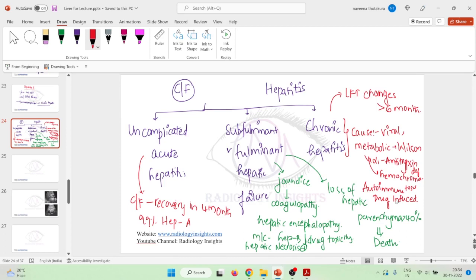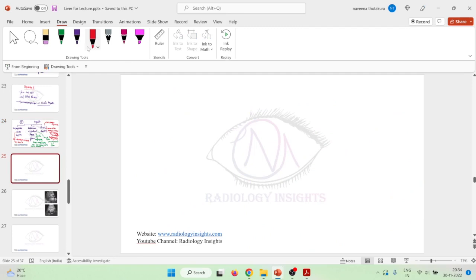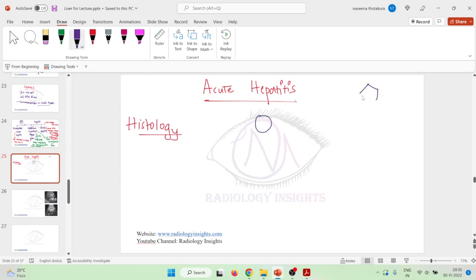Now, these are the types of hepatitis: uncomplicated acute hepatitis, subfulminant or fulminant hepatic failure, and chronic hepatitis. First, we will see the features you see in acute hepatitis, that too sonologically. Before we go into the sonological features of acute hepatitis, let us see the histology of acute hepatitis. Normally the hepatocytes are hexagonal in shape with a central nucleus. They look hexagonal like this.